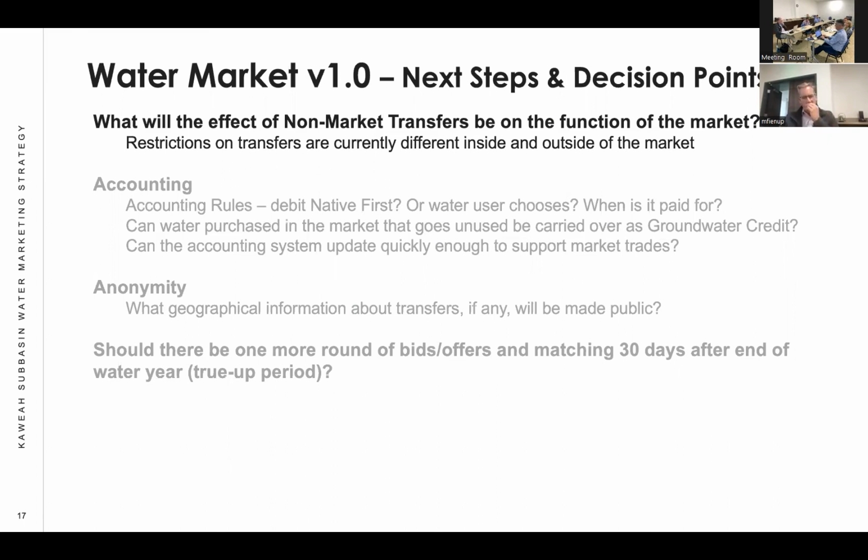But I just want to ask these questions, and I don't think we need to make any decisions today. Treat these as prompts, if you have any additional comments that we should register today, or questions. After looking at the allocation matrix, one of the questions I have is, what will the effect of these non-market transfers be on the function of the market? And in particular, I was thinking about the restrictions on transfers, right? Does there need to be an alignment on the restrictions on transfers? And again, we have imagined this trigger system.